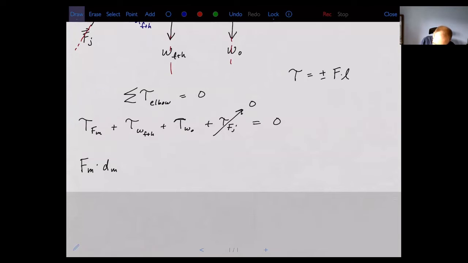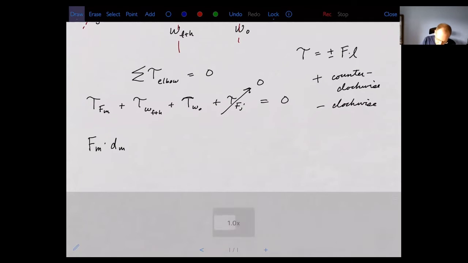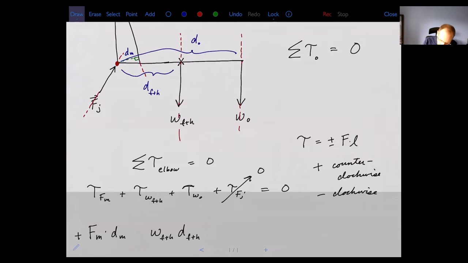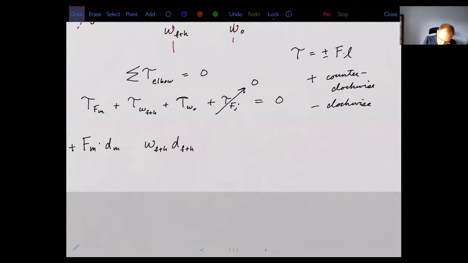Let me remind you of that. Remember, positive is counterclockwise and negative is clockwise. So this is going to be positive Fm times dm. Then I have the torque due to the weight of the forearm and hand. So the force is the weight of the forearm and hand, and the moment arm was d forearm and hand. If you imagine this is the only force acting, the weight pulling down, how would it rotate the forearm and hand? It'd rotate it clockwise. So this is going to be negative.